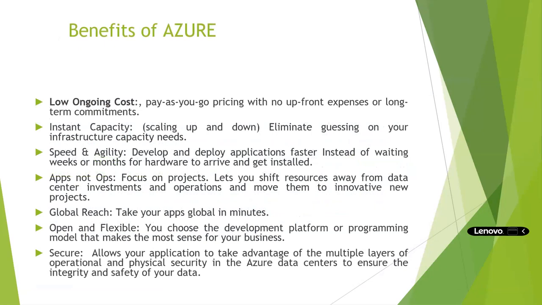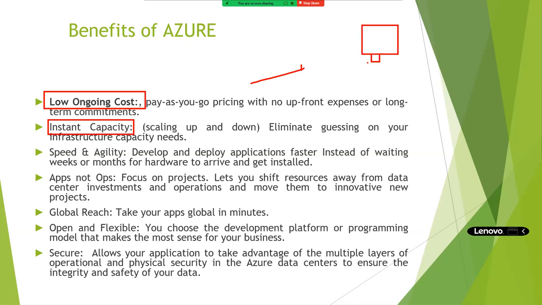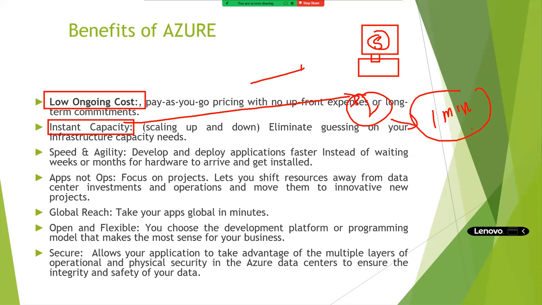Next, why Microsoft Azure, why not AWS? One is, it is low cost. Next, instant capacity. Instant capacity means like an instant copy, guys. If you would like to have a copy, we can make it within a fraction of a minute, 1 or 2 minutes. For example, now 5 servers are being used for your project. Now load is increased, the incoming traffic has increased. So you would like to add 2 more servers. You can create these 2 servers within a minute, not even 2 minutes. Then we can add them into the load balancer. That's it.